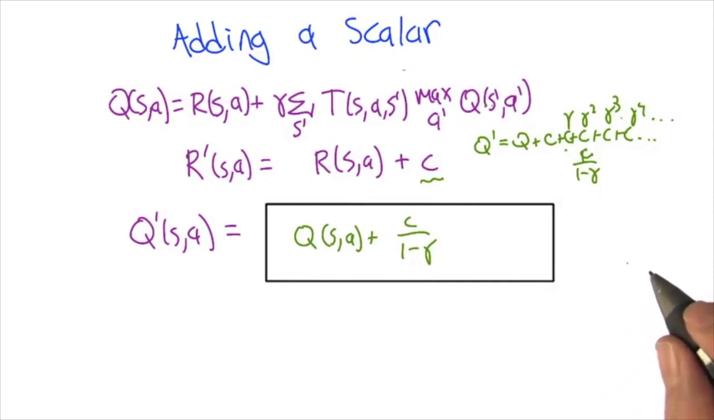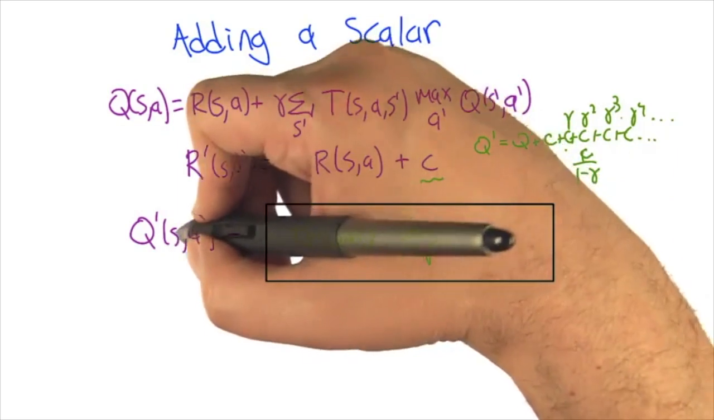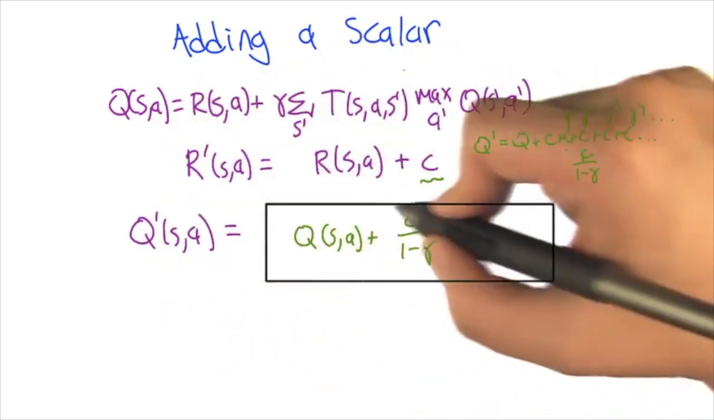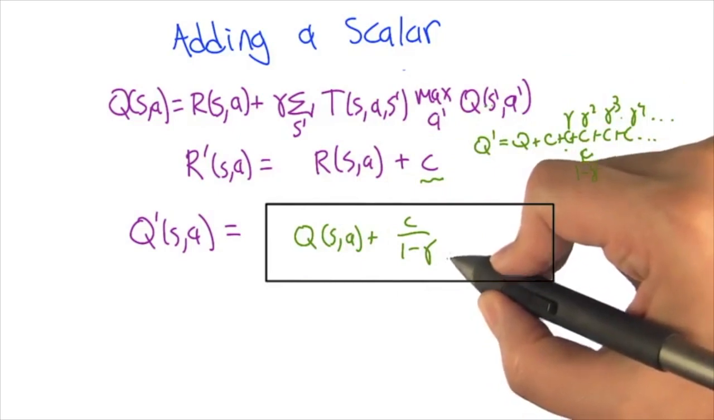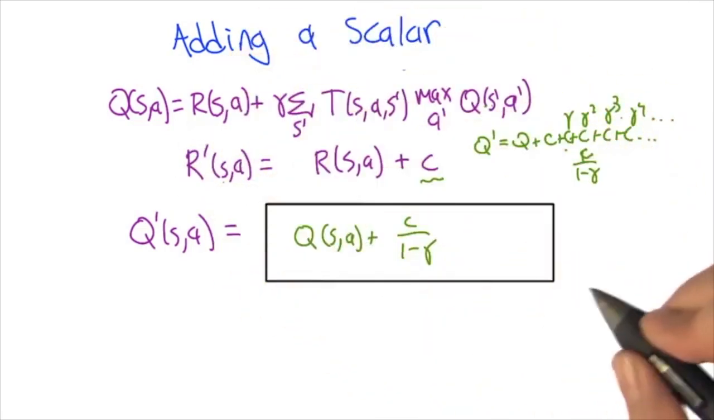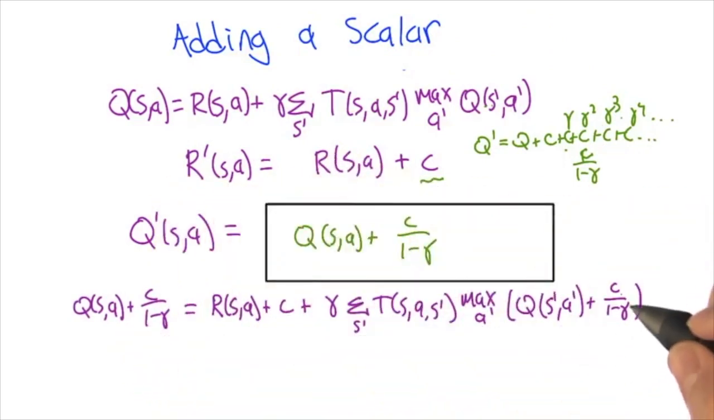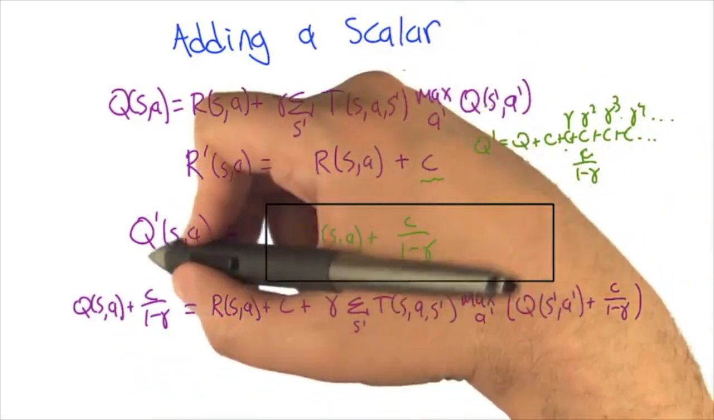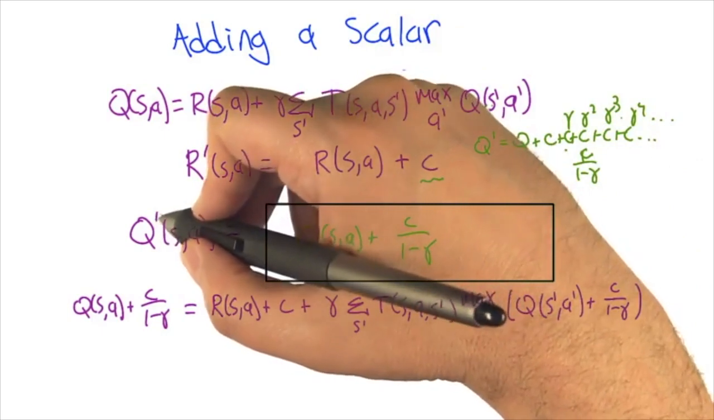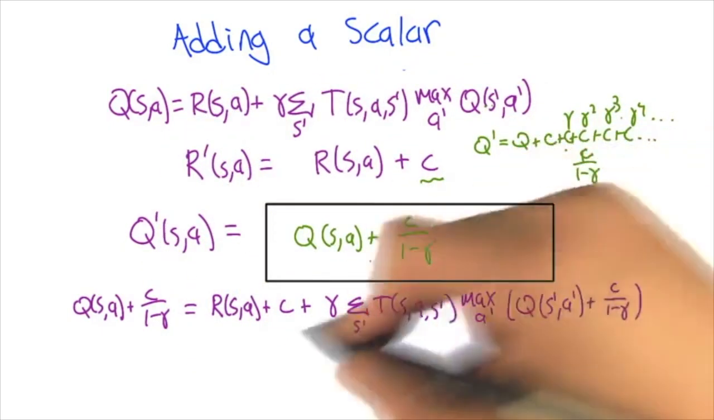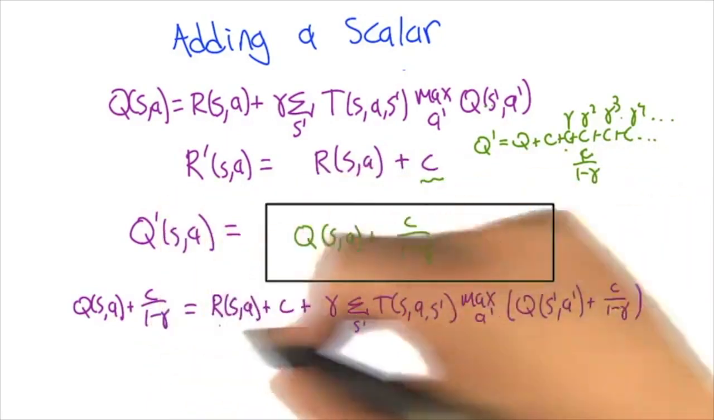So again, the trick is going to be we're going to write out the Bellman equation for Q prime, substituting in our guess for Q prime and our definition of R prime, and then see if it works. All right, so this is the thing that we need to be true. That is to say, if it's the case that the new Q function is just the old Q function shifted by this C over 1 minus gamma, then we need this equation to be true.